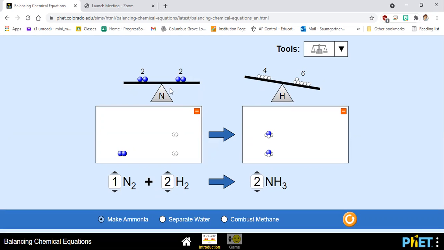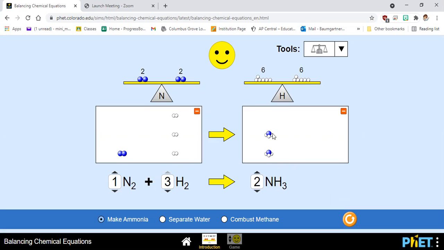Okay, now my nitrogens are balanced. I've got 2 nitrogen over here, I've got 2 nitrogen over here. But now I have more hydrogen on this side and less hydrogen on this side. Well, if I increase this, now I'm balanced. But you'll notice every time we change the coefficient, I had to add a whole molecule. So I didn't just add a nitrogen. I didn't change this to N2H3. We can't do that. We have to add it by molecule.